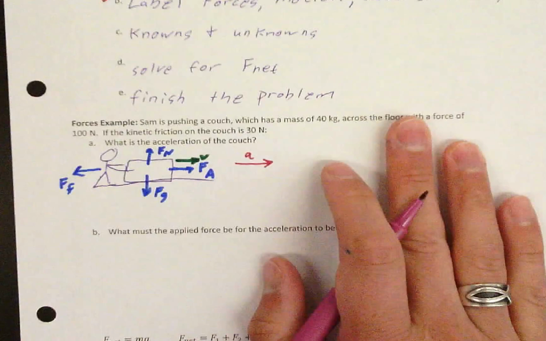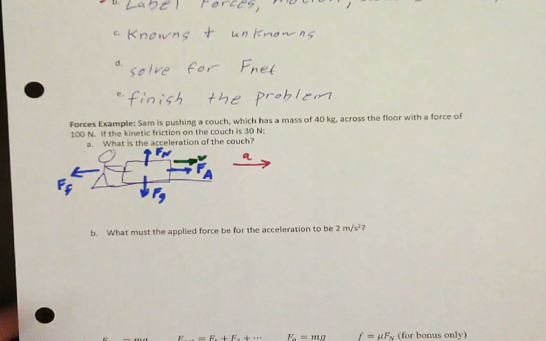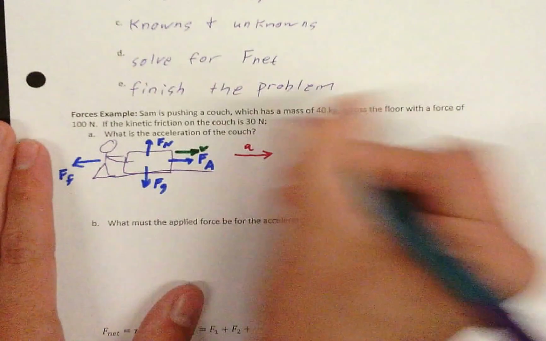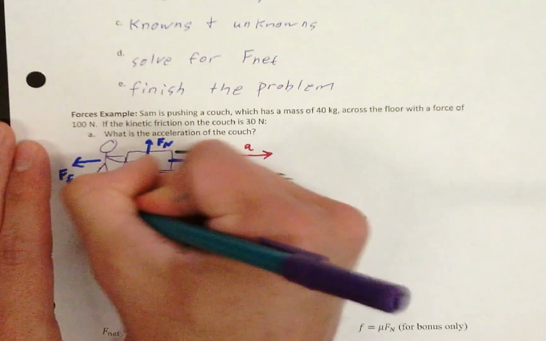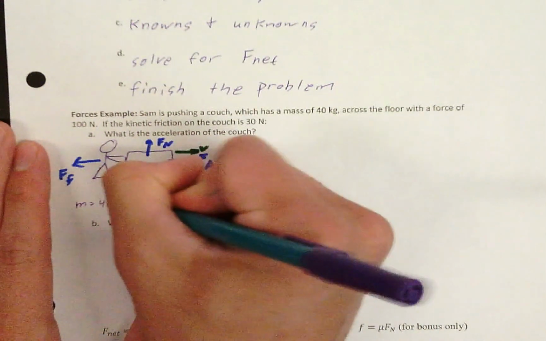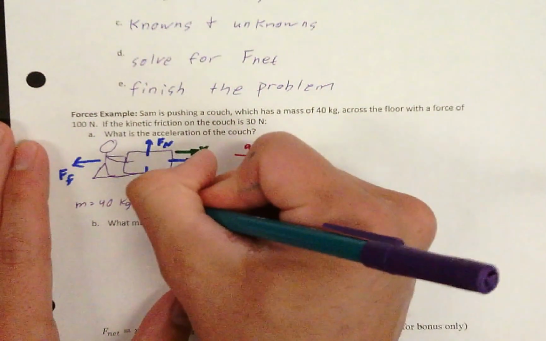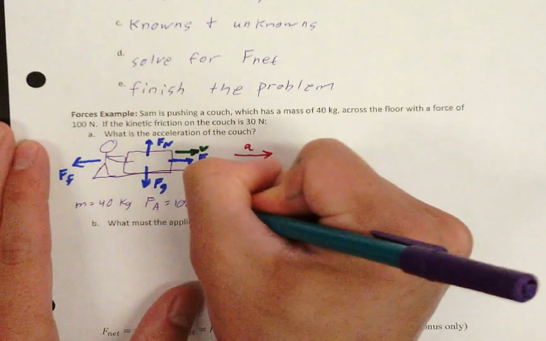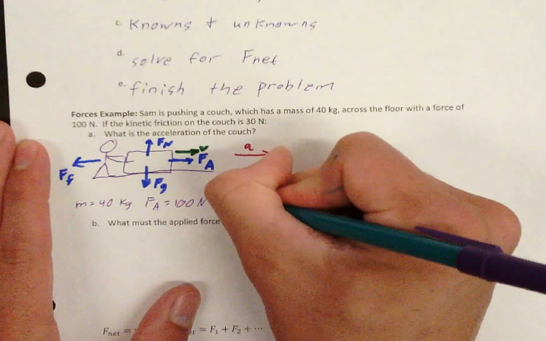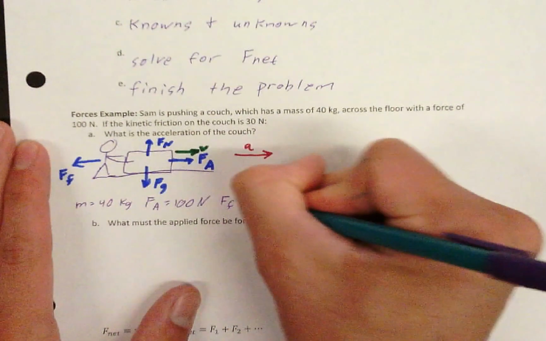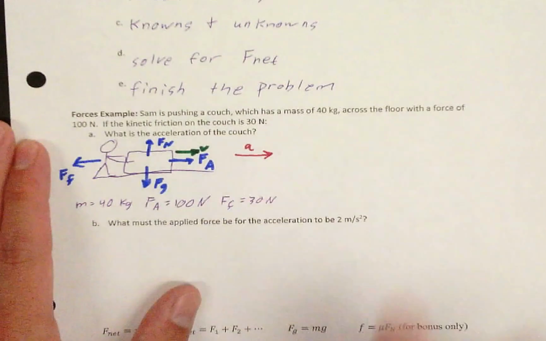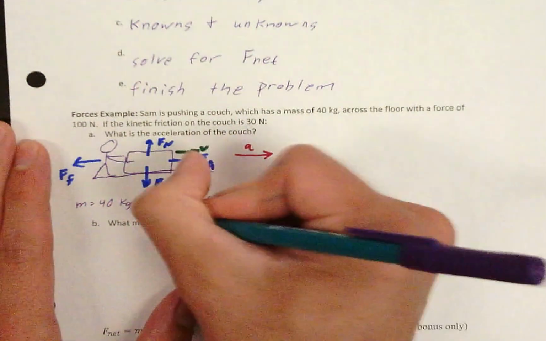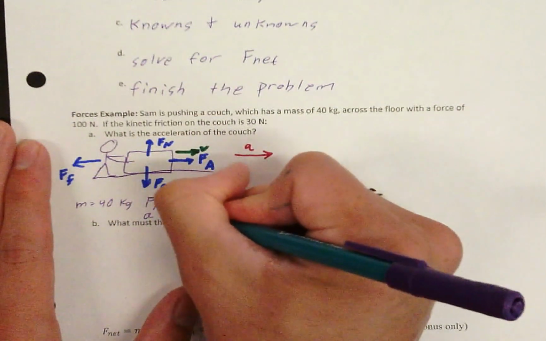So now I need to find the knowns and unknowns. That's also pretty straightforward for this one. It told me the mass is 40. It told me the applied force is 100. It told me the friction force is 30. And it asked me to find the acceleration, A.